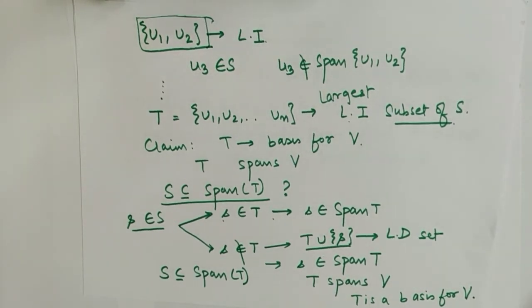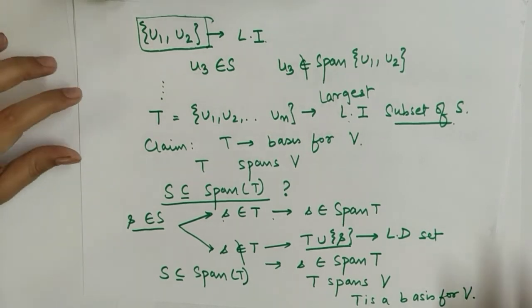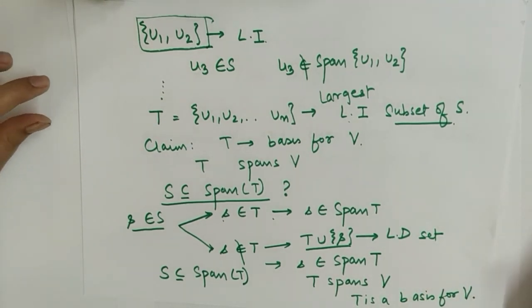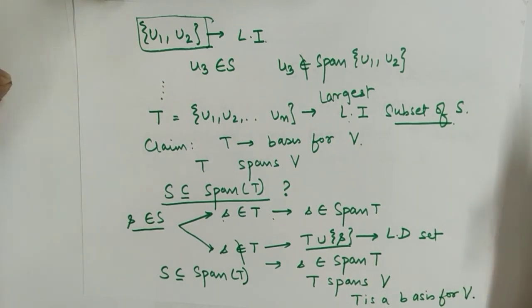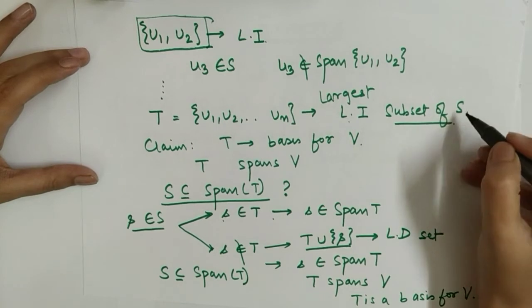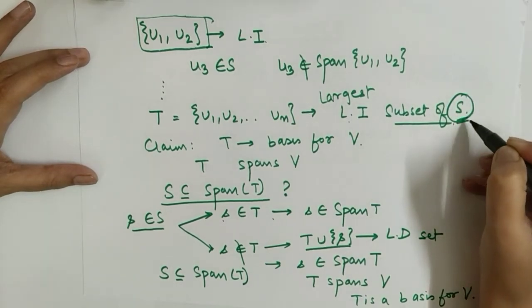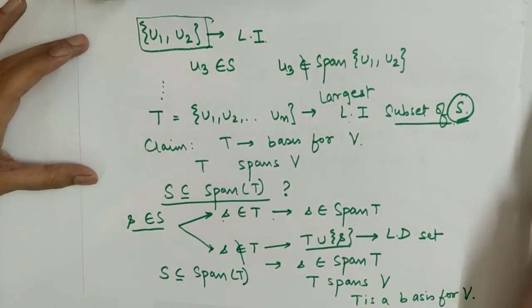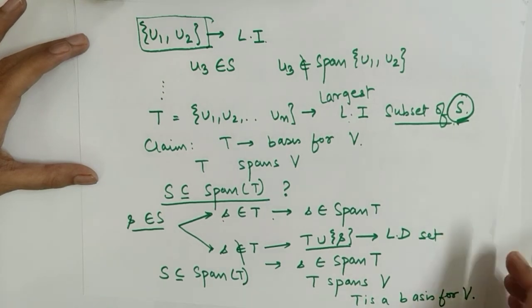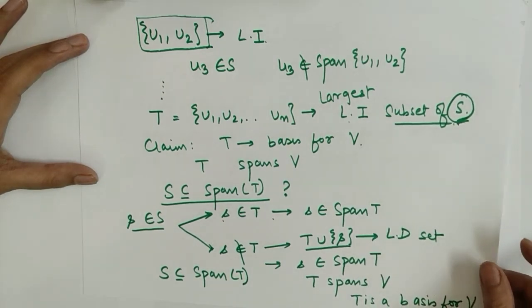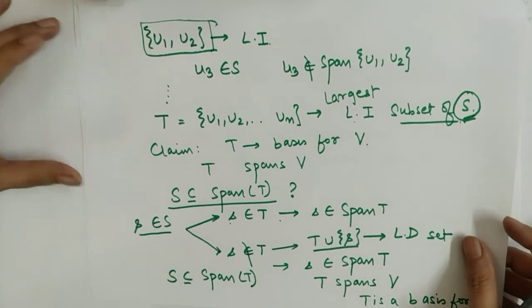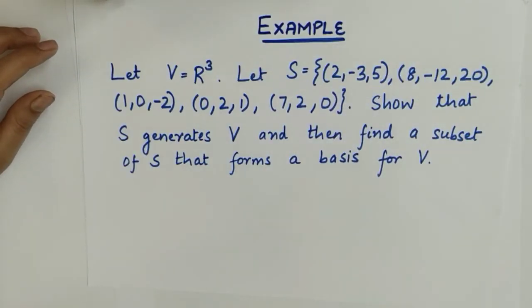So we see that according to this theorem, whenever we have a subset that spans the vector space, then that subset will always have another subset which will be a basis for V. That means that if S is any set that spans V, then a subset of S will be a basis for V. Based upon this theorem, let us take up an example.